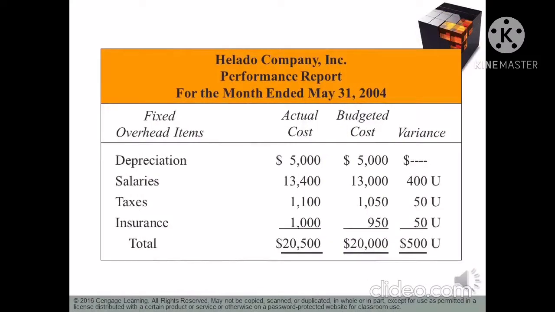Here is a table for fixed overhead spending variance, where the items are depreciation, salaries, tax, and insurance. For the variance of each item, you take actual minus budget. As we can see, the final answer is 500, which is the same answer as the fixed overhead spending variance.